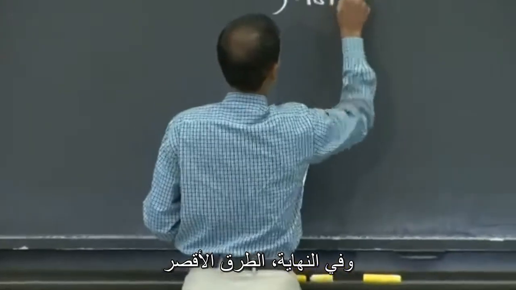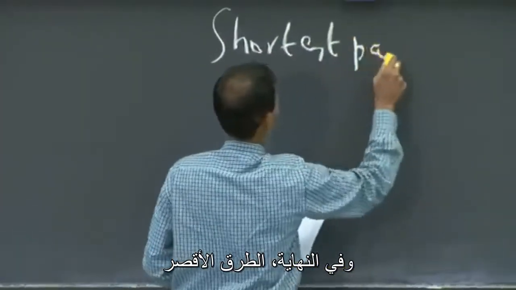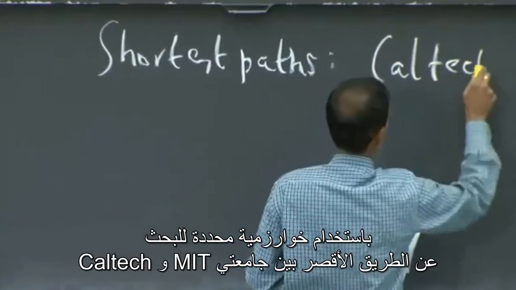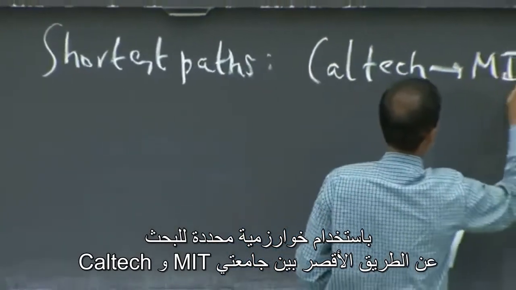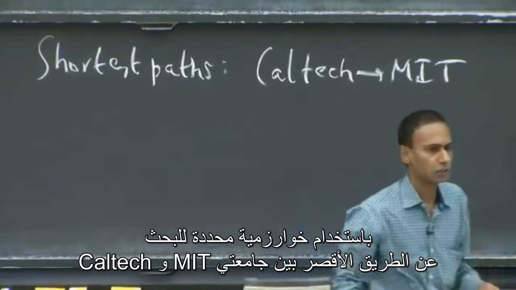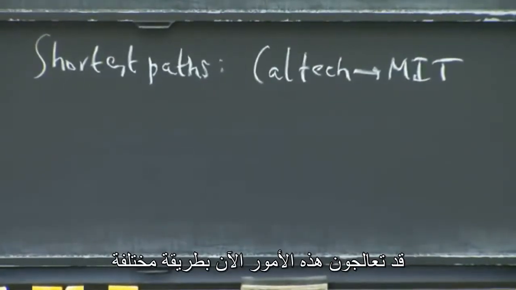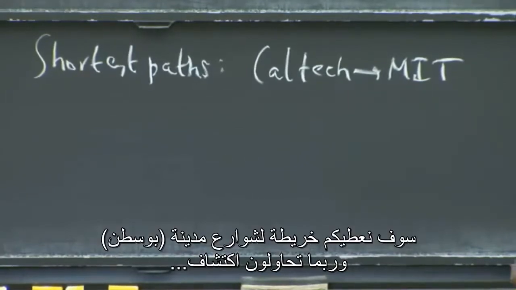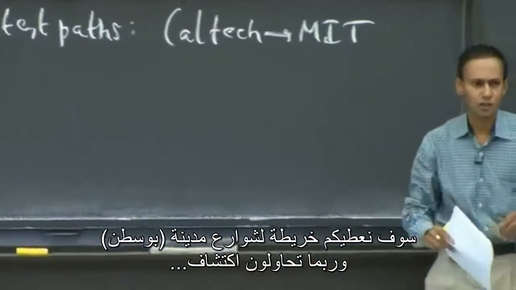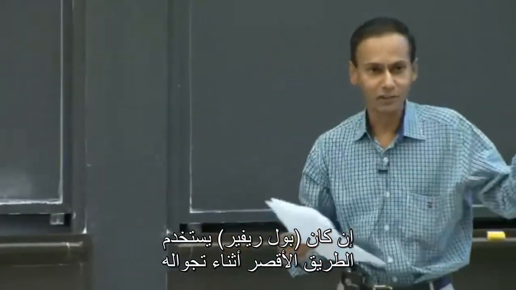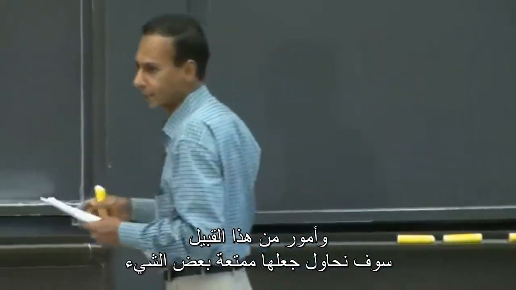And to finish up, shortest paths. Again, in terms past, we've asked you to write code using a particular algorithm that finds the shortest path from Caltech to MIT. This time, we may do things a little bit differently. We're thinking maybe we'll give you a street map of Boston, and go figure out if Paul Revere used the shortest path to get to where he was going, or things like that. We'll try and make it fun.